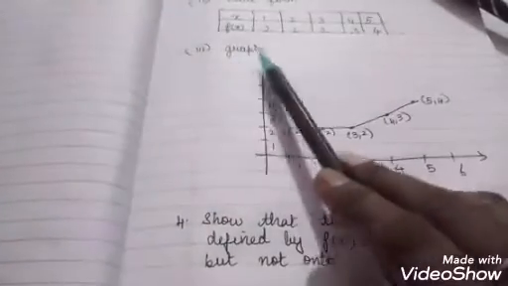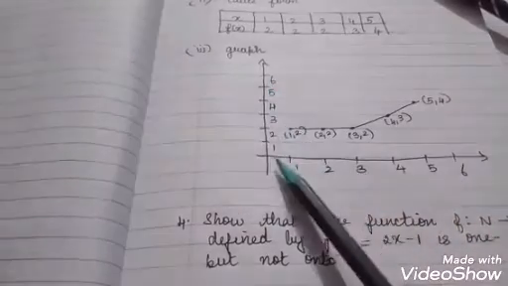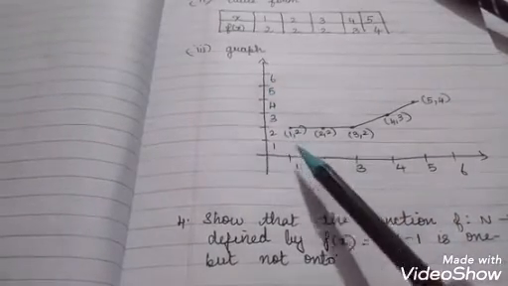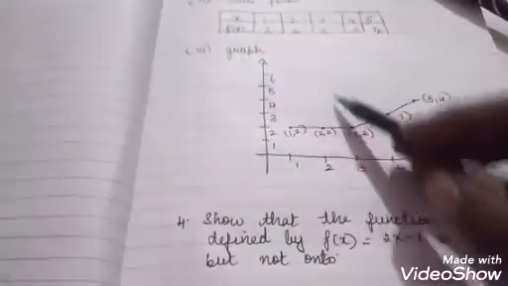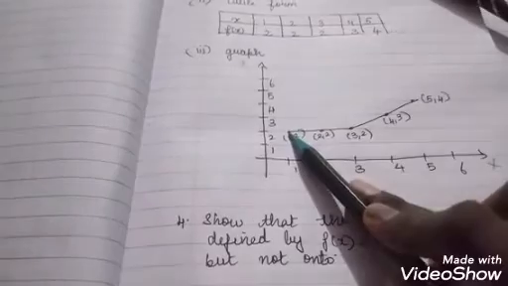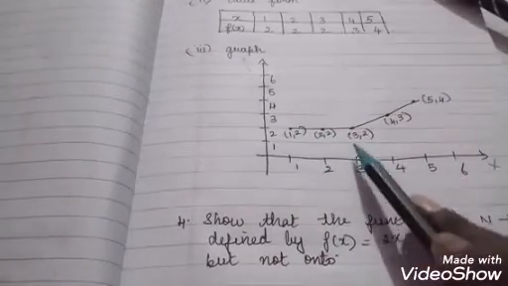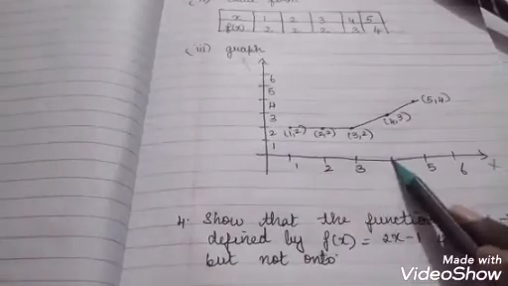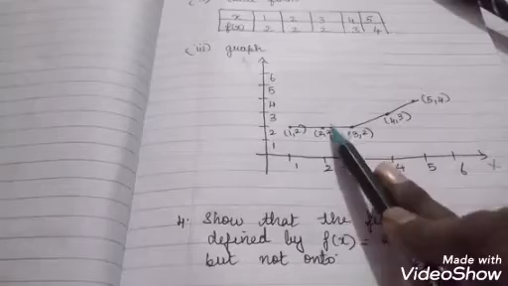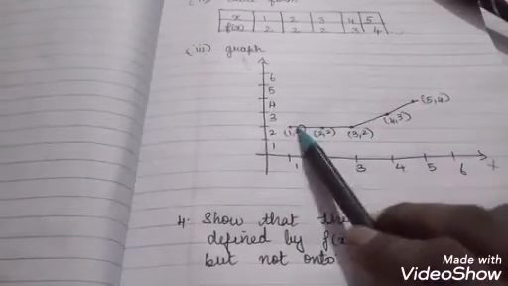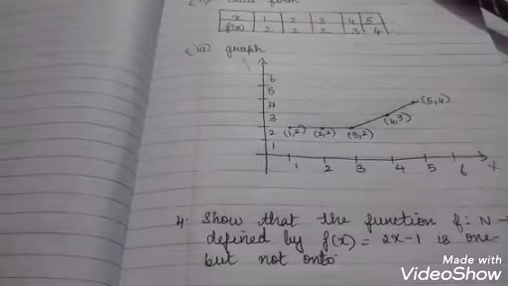The next one is by graph. What will you do here? Just draw the x-axis and the y-axis. You have the point (1, 2). Next is (2, 2). Next is (3, 2). Next is (4, 3) and the last one (5, 4). So first plot the ordered pairs, the points, and then connect the points by a straight line, that's all.